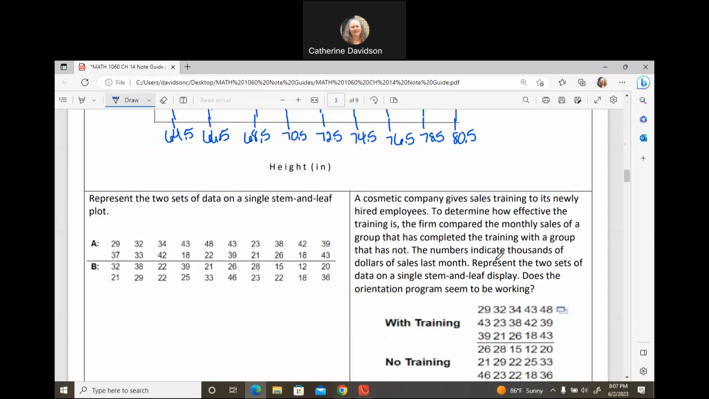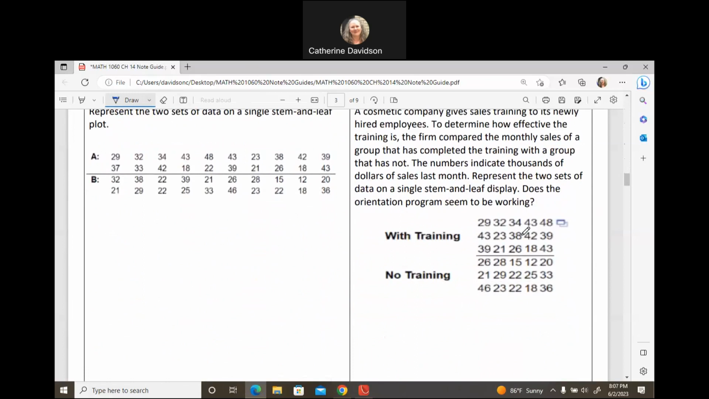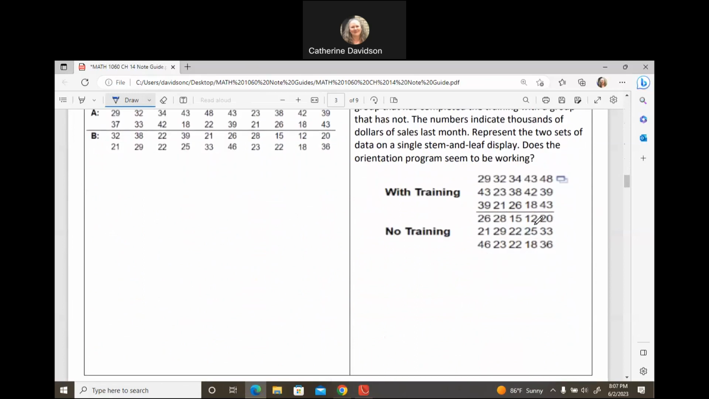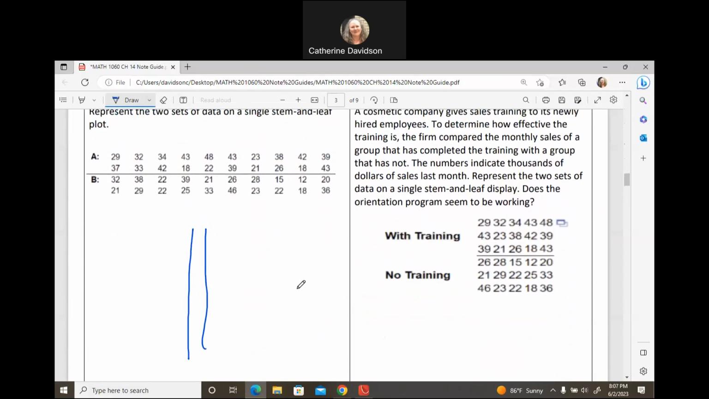All right, we need to do 2 sets of data on a single stem and leaf plot. You may have seen stem and leaf in middle school. The stem is the first digit, and we have 20s, we have 18, and we go up to 40s. So we have 10s, 20s, 30s, and 40s. We have data set A and data set B.